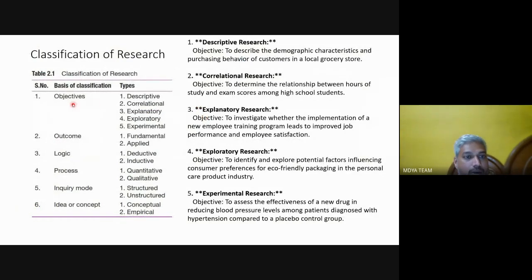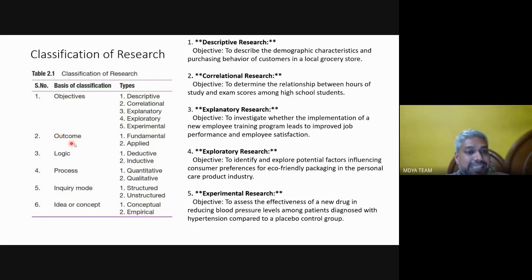So this is about objective. Basis of classification means they have classified the research and they took a basis. So the first basis is objective, and according to objective, we decide our research. Is it descriptive? Is it correlational? Is it explanatory, exploratory, or experimental, right?